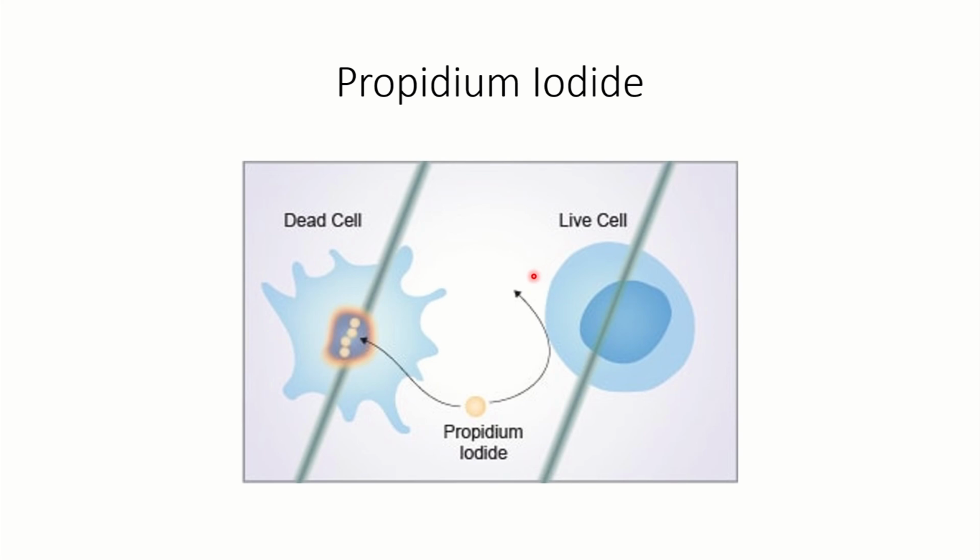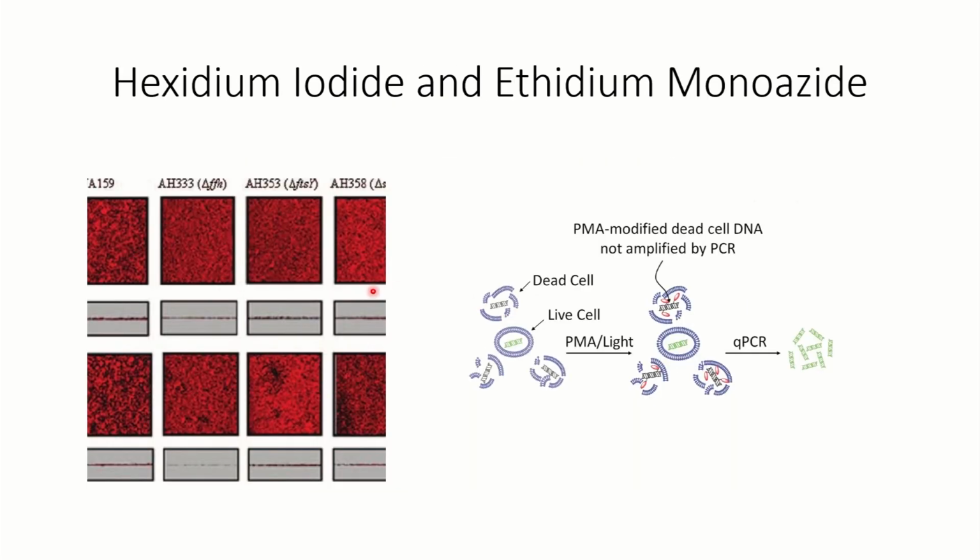Propidium iodide typically only stains dead cells, therefore it can differentiate live and dead cells, as seen on this picture. Hexidium iodide is a nucleic acid binding dye that selectively stains gram-positive organisms. The dye could help differentiate gram-positive bacteria from gram-negative bacteria. The picture on the left shows the dye being used to stain bacteria from a biofilm.